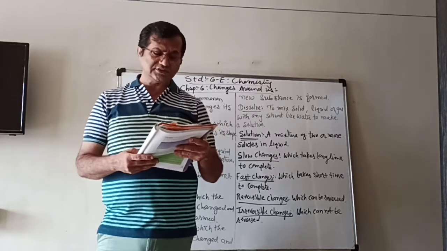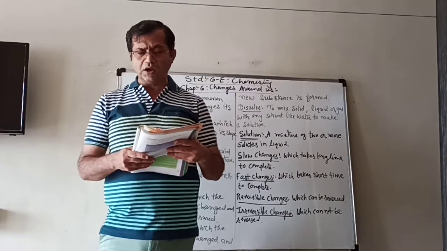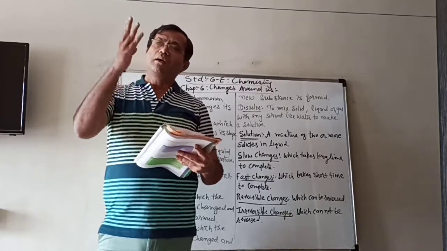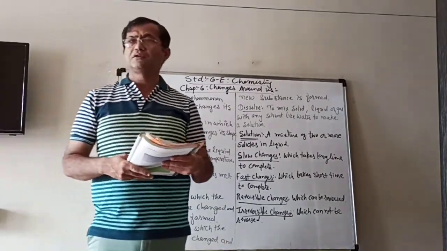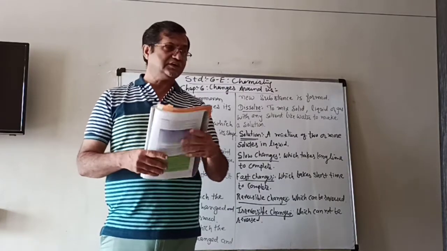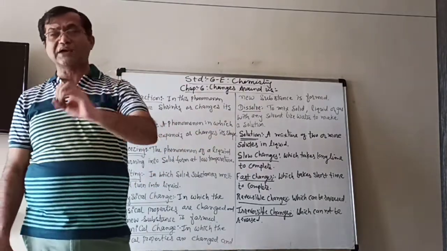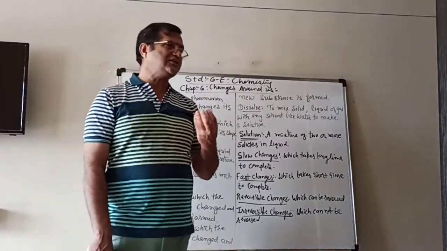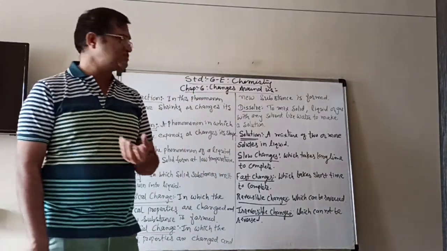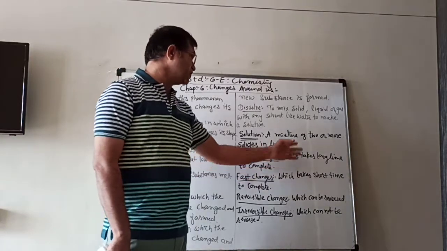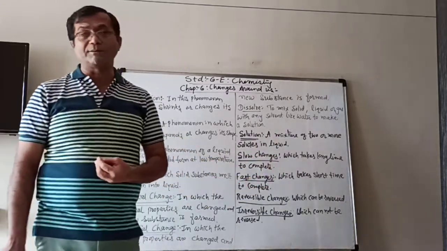But some changes are very fast. For example, the boiling of water, sudden change. Burning of paper, fast change. But turning milk to curd, slow change. It takes a long time. So around us, some changes are very fast, and some changes are slow, means they take a long time to complete. And fast changes take a short time to complete.